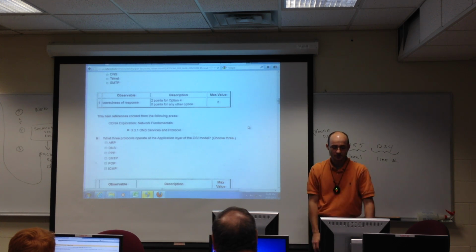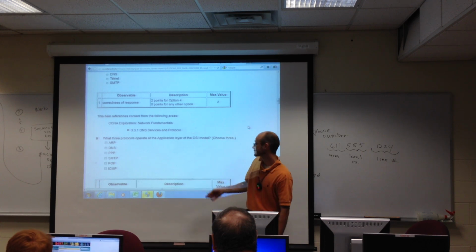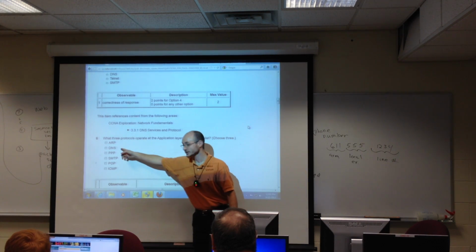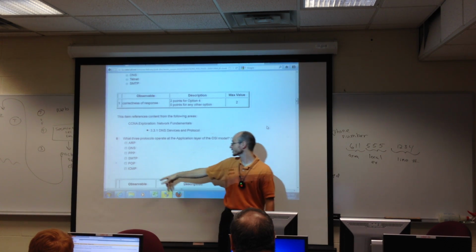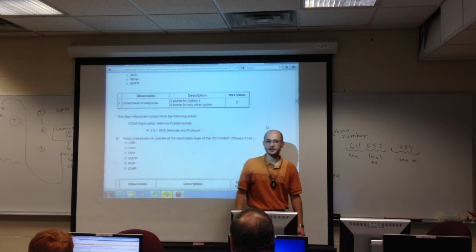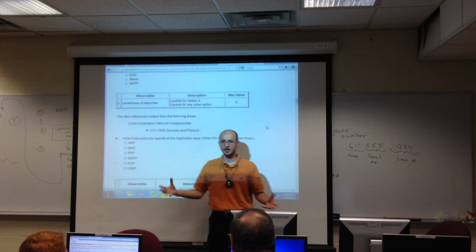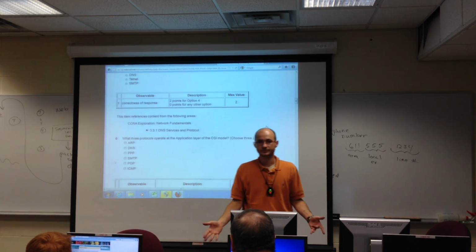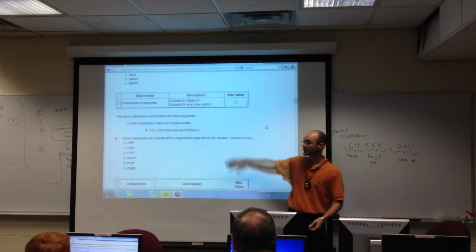What three protocols operate at the application layer? Talked about that one, right? Talked about SMTP, and we talked about HTTP. What about ARP and ICMP? In fact, what does ICMP house? What command does that house? The ping. And it's a command, not an application. That's why it's not at layer 7.